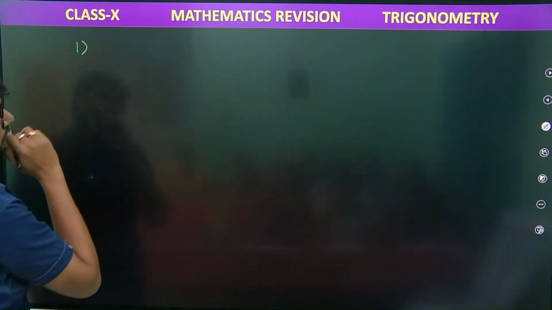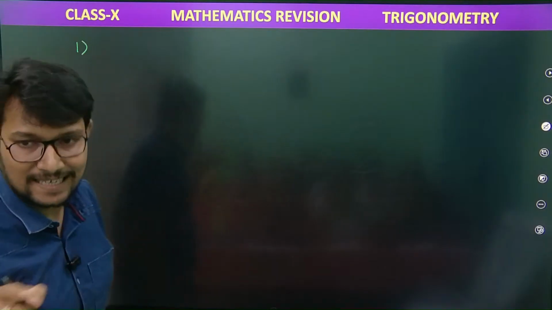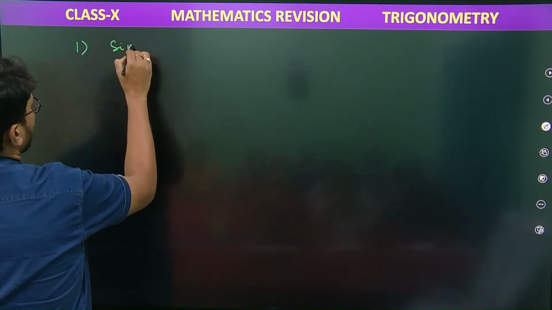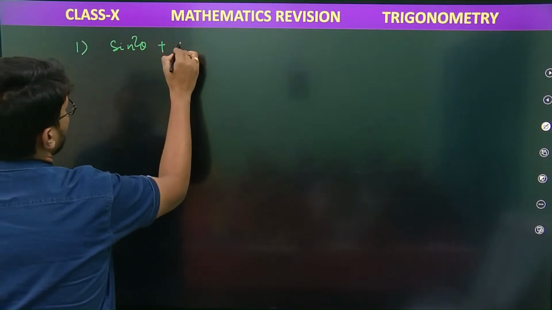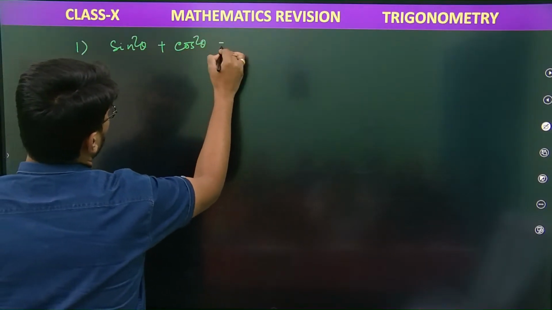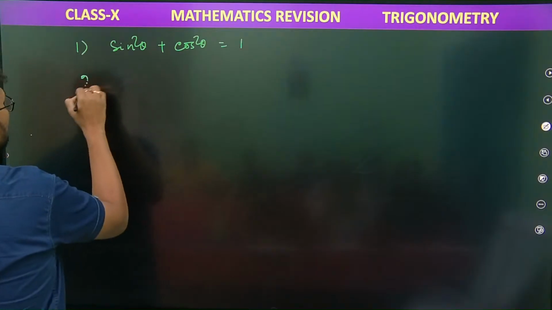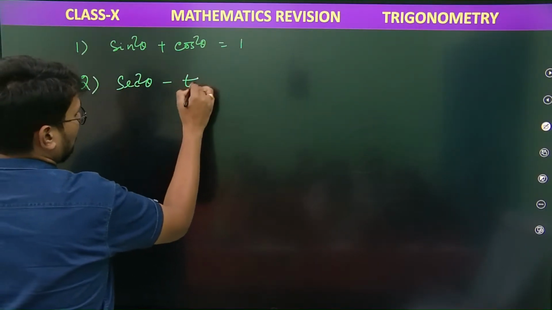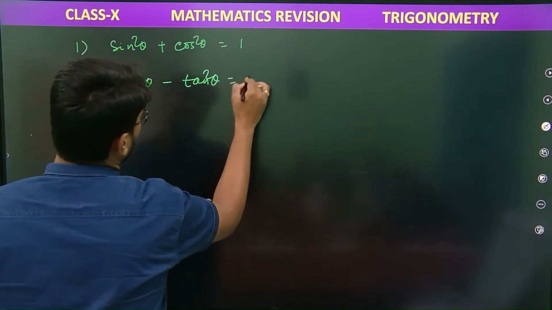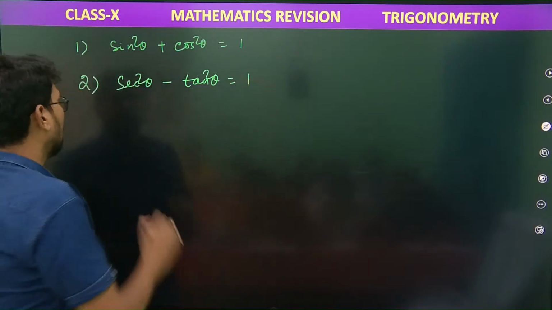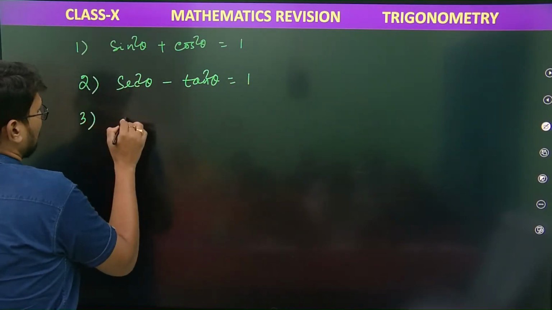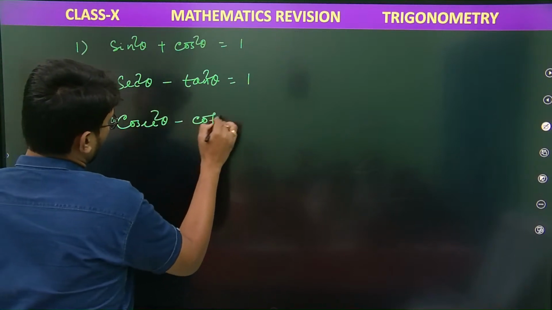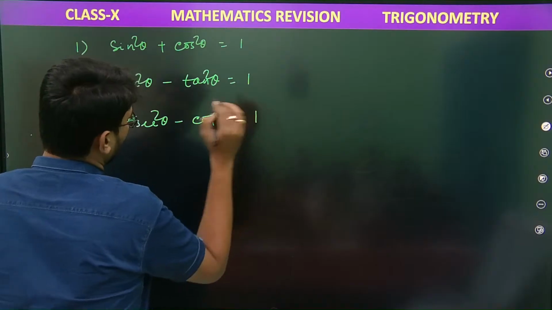I told you how you have to remember: S, S, C. So starting from S, sine square theta plus cos square theta equals 1. And number 2 is sec square theta minus tan square theta equals 1. And cosec square theta minus cot square theta equals 1.